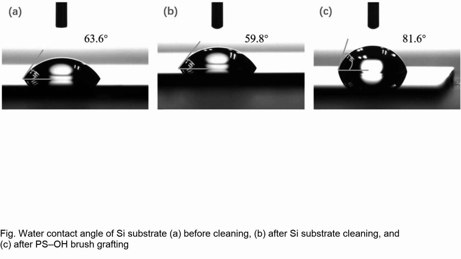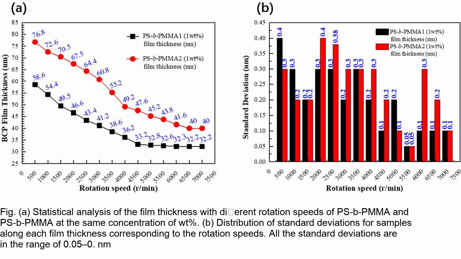Water contact angle measurements of the Si substrate before cleaning, after substrate cleaning, and after grafting the PS brush. The measurements demonstrate that the surface becomes hydrophobic after grafting the PS brush, which is essential for achieving the desired self-assembly patterns. Statistical analysis of the film thickness with different rotation speeds of PS-b-PMMA1 and PS-b-PMMA2. The data show that the film thickness remains constant at a certain spin coating speed, indicating the importance of controlling the film thickness for achieving the desired self-assembly morphology.